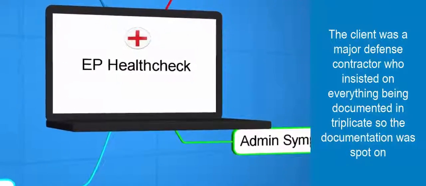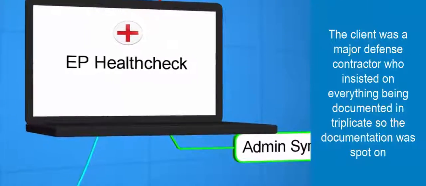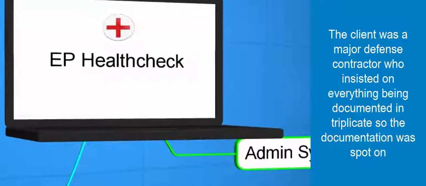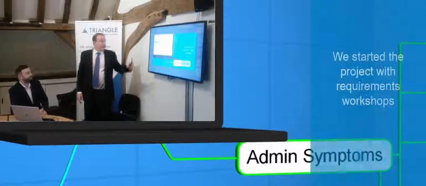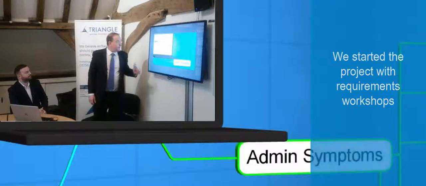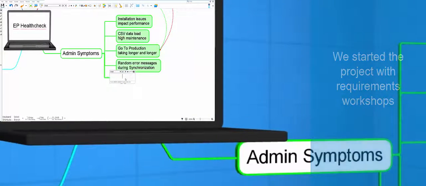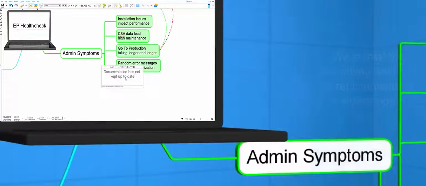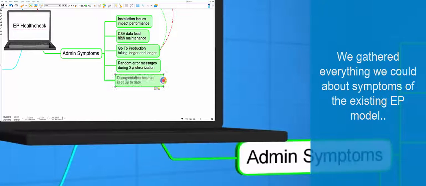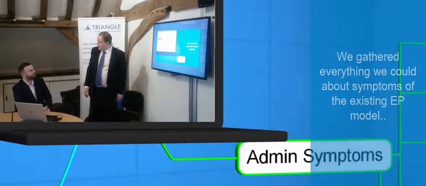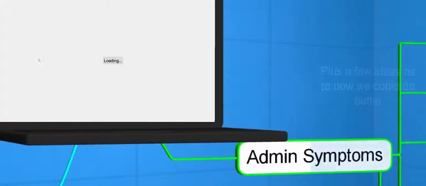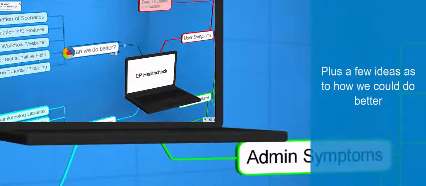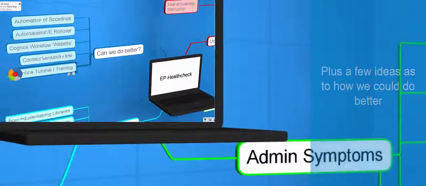The client was a major defence contractor who insisted on everything being documented in triplicate, so the documentation was spot on. We started the project with requirements workshops. We gathered everything we could about symptoms of the existing EP model, plus a few ideas as to how we could do better.